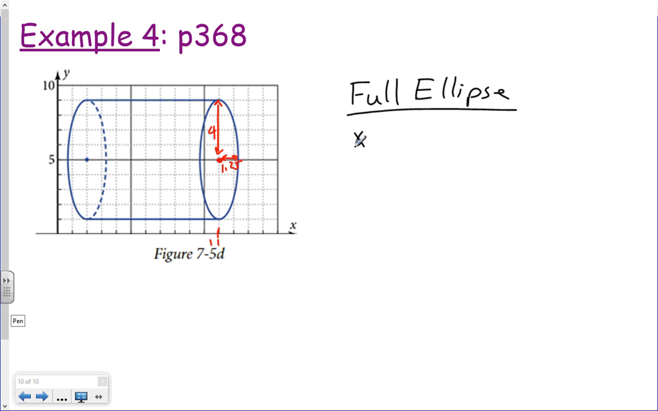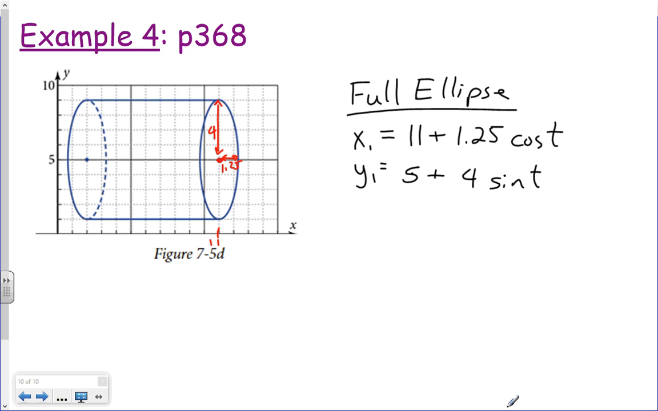So for my full ellipse, maybe I'll call this x1 and y1 just because we're going to have several equations here to work with. So x1 is just going to be h, which is the 11. I guess I'll write these down together. 11, 5 is the h, k. Plus, and then I can do my dilation factors. My x radius is 1.25, and my y radius we said was 4. We multiply by cosine for x and by sine for our y. There we go. There's our equation of the full ellipse. Again, hopefully we recall that formula from the first part of this section, but that was the equation we had.